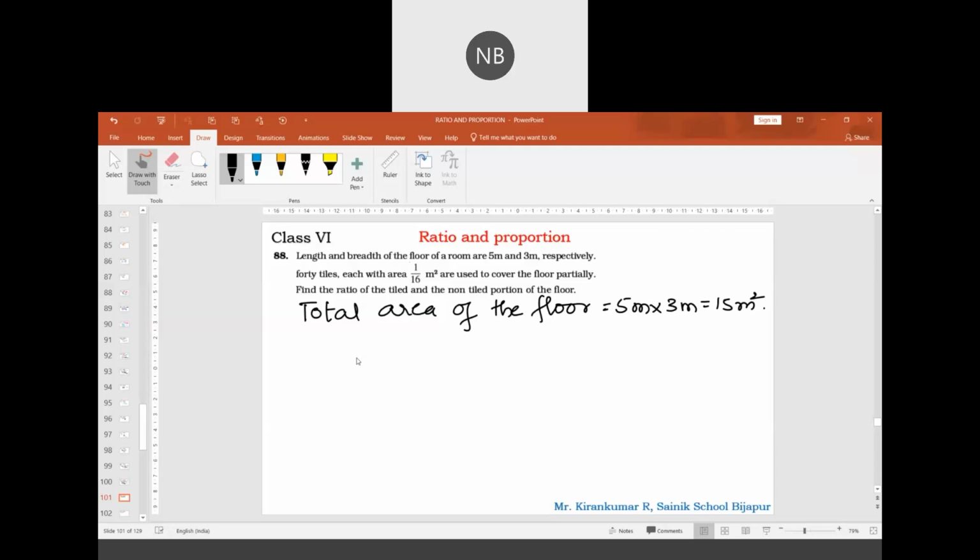How much area is tiled now? Area covered with the tiles. There are 40 tiles, each of 1 by 16 meter square. So 40 into 1 by 16, which should be 5 by 2. So we get 5 by 2 meters square, area covered with the tiles.